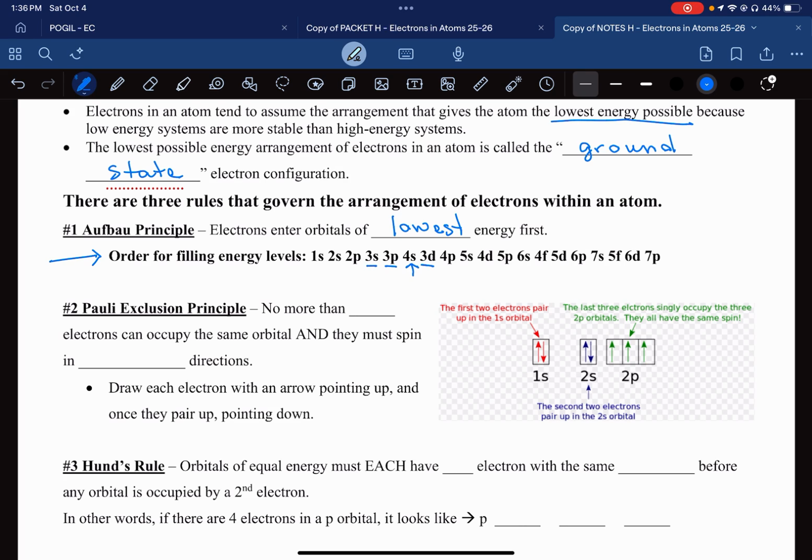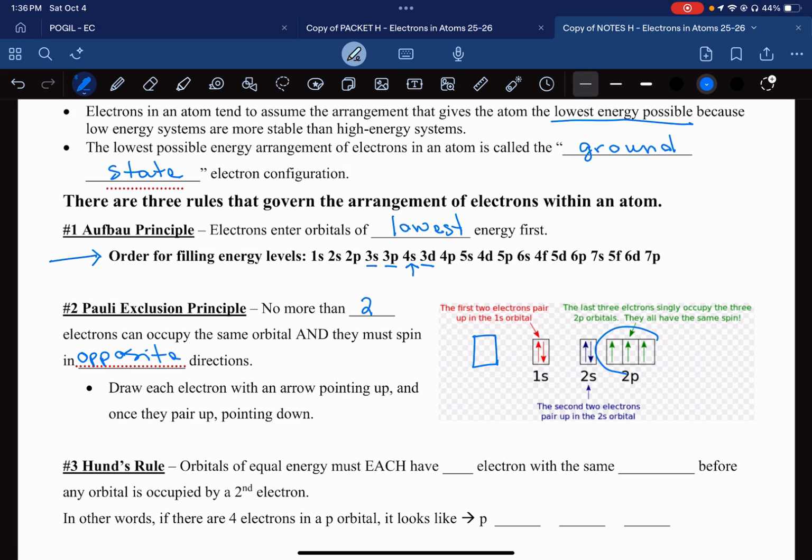Okay, the second rule, the Pauli exclusion principle. When you're thinking about the Pauli exclusion principle, you want to really relate it back to a single orbital. He's basically saying that no more than two electrons can occupy the same orbital and they must spin in opposite directions. So we draw one up and one down.